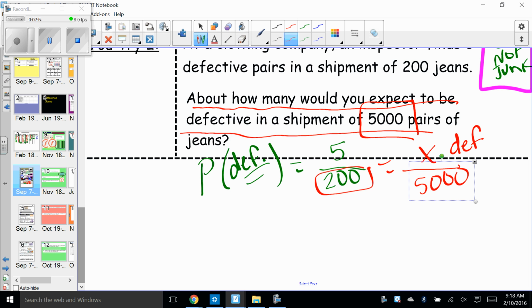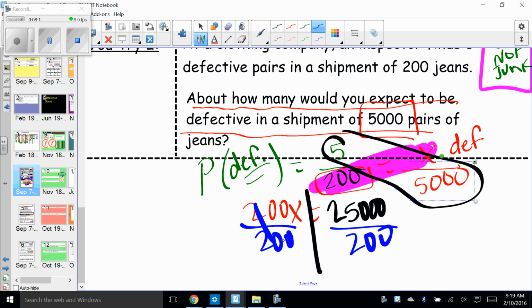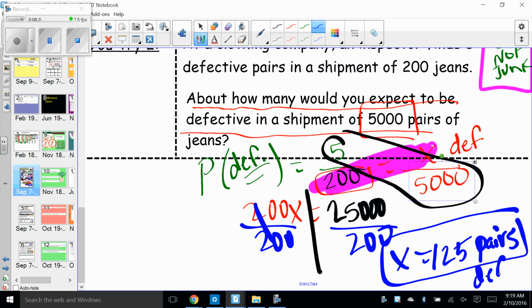Go ahead and solve that. Start with the variable x. Everybody should be grabbing that calculator at this time. Multiply that diagonal. So that's 200 times x. And multiply that other diagonal. 5 times 5,000 is 25,000. Hand method kicks in here. We divide by 200, copy, paste. So we should come up with an answer of 25,000 divided by 200. We end up with 125 pairs of defective jeans.